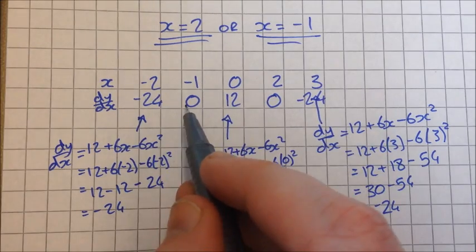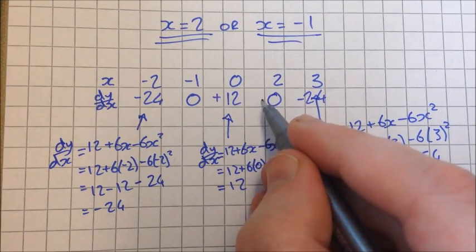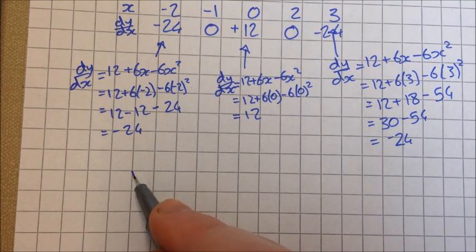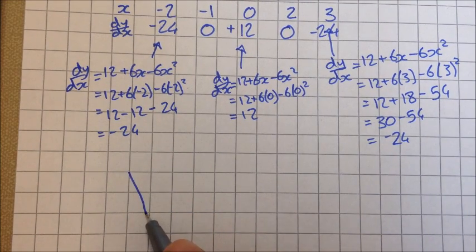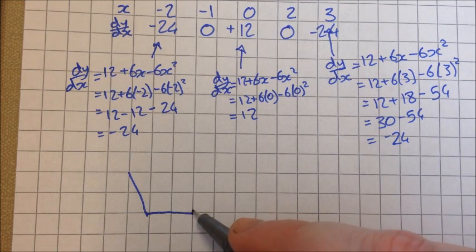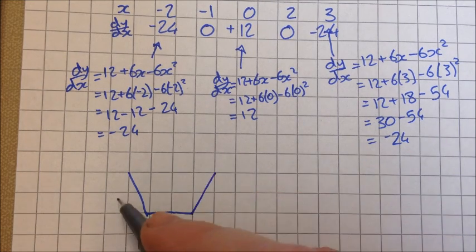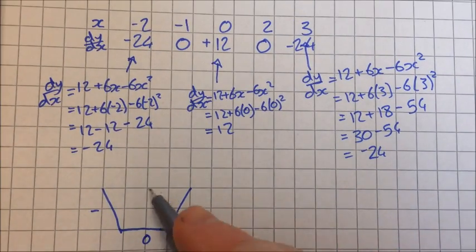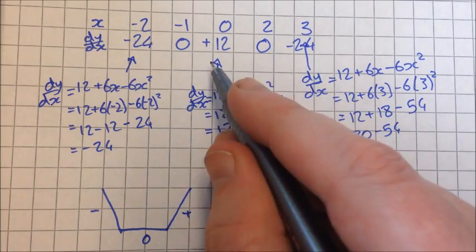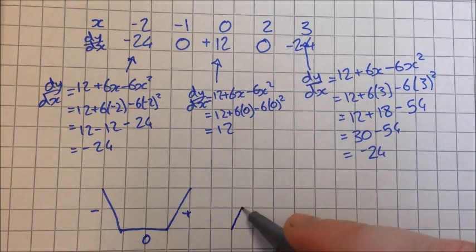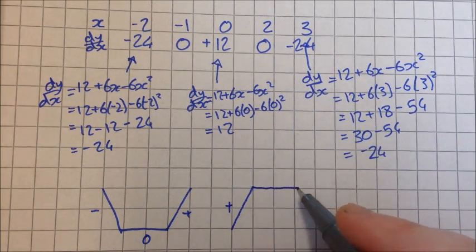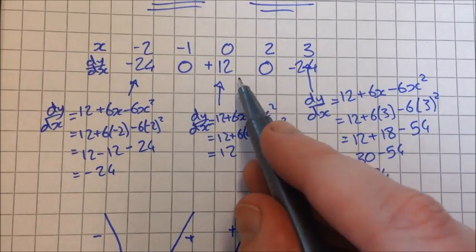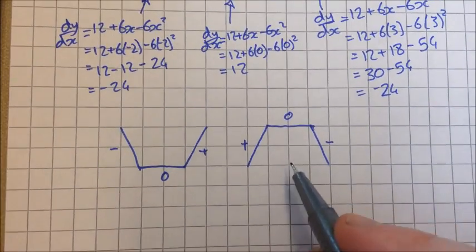So this is negative, this is 0, this is positive, this is 0, and this is negative. So it looks like this: a negative gradient, then a 0 gradient, and then a positive gradient. Negative, 0, positive, that's the first 3 values. And I'll do a separate diagram for the next 3 values. First of all we start with a positive, then a 0, and then a negative. Positive 12, 0, negative 24, that's those diagrams.